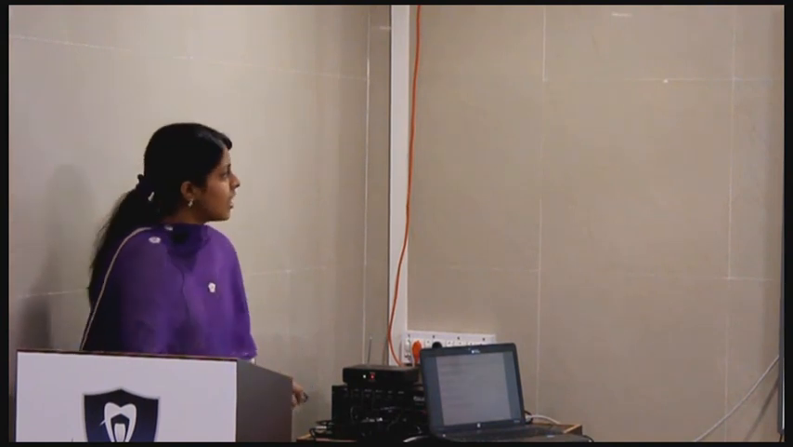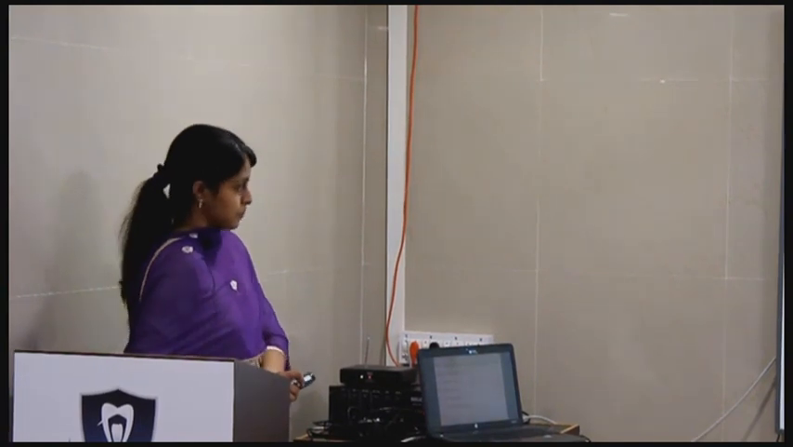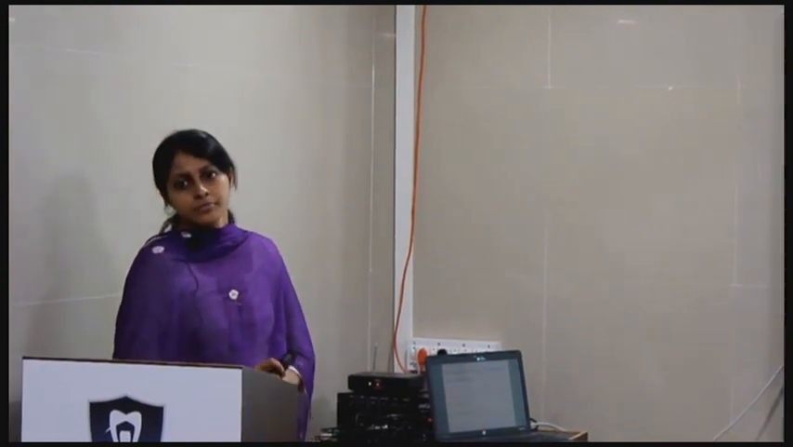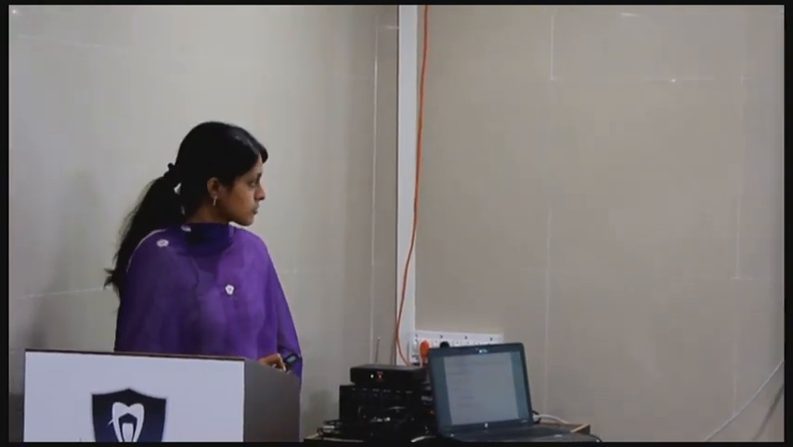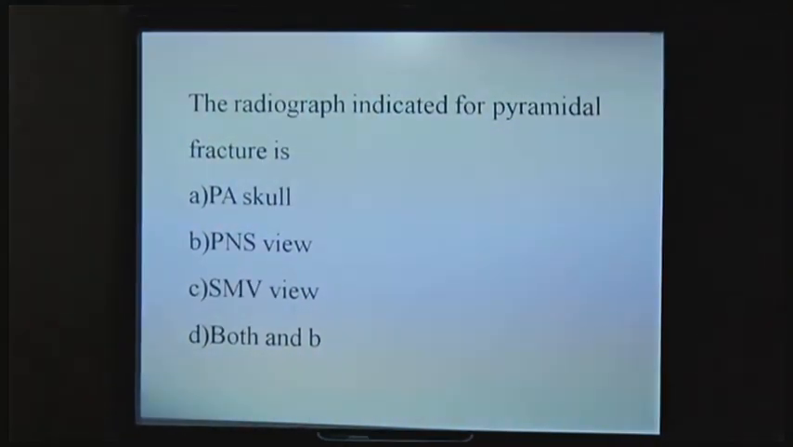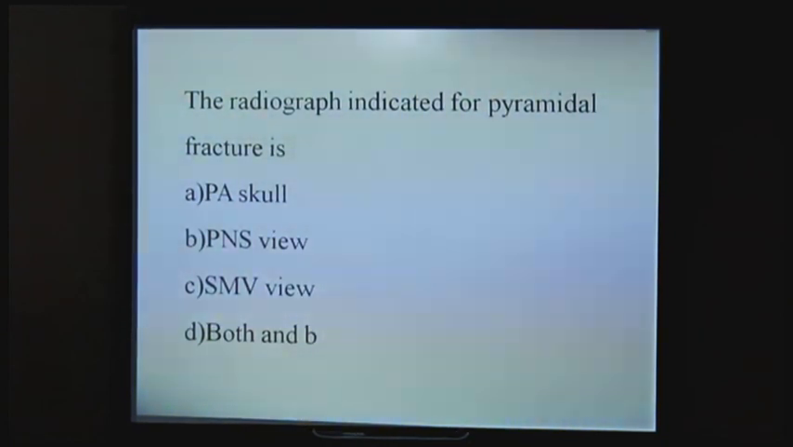Bragg's law is nothing. The radiograph contraindicated in patients with suspected neck injury: SMV. What is transcranial view? It comes under TMJ view. The radiograph indicated for a pyramidal fracture. What is pyramidal fracture? It's the other name for Le Fort 2 fracture. So your Le Fort 1 is your dentoalveolar fracture, Le Fort 2 is pyramidal fracture and Le Fort 3 is high pyramidal fracture. D.